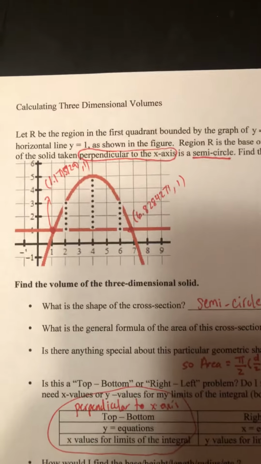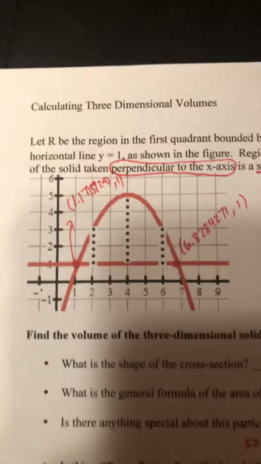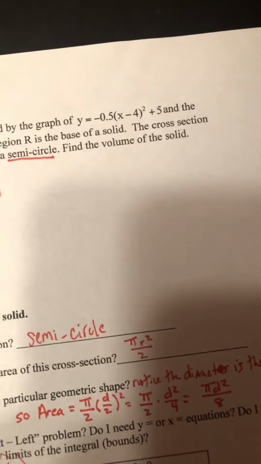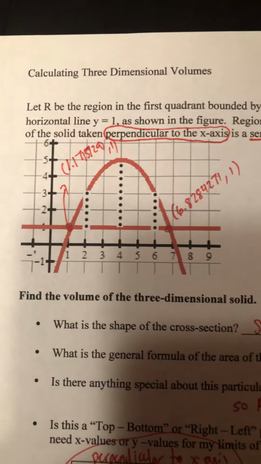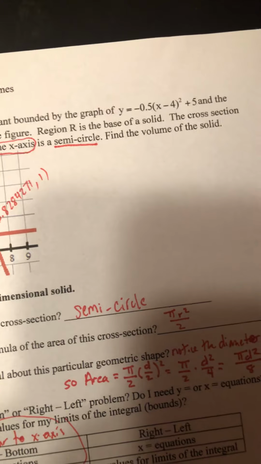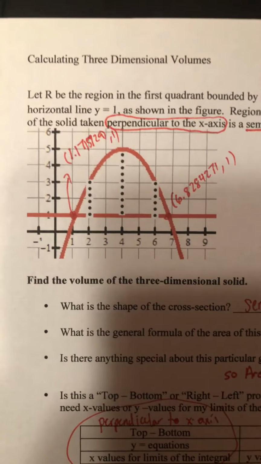Okay, here's our third and final example for the notes. It says, let R be the region in the first quadrant bounded by the graph of y equals this quadratic function and the horizontal line y equals 1. So we're talking about this white space in here. And it's the base of a solid. So if we're looking at our birthday cake from the top view, that's the shape that it's going to take.